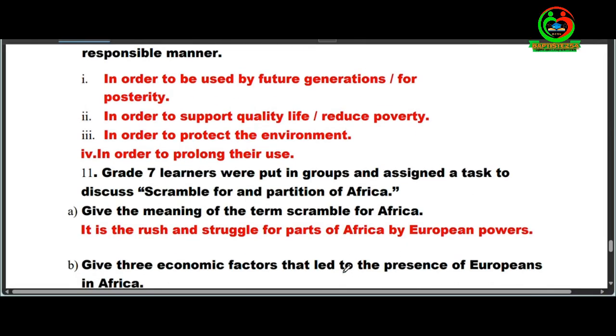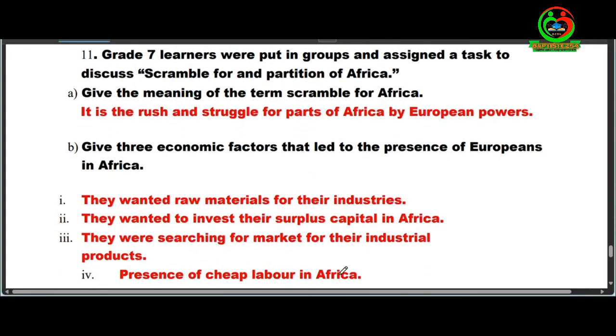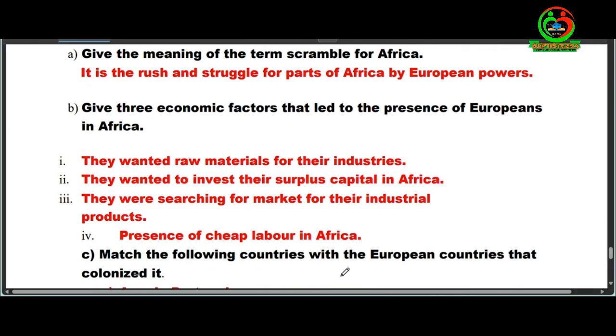The grade 7 learners were put in groups and assigned a task to discuss the scramble and partition of Africa. Give the meaning of the term scramble for Africa. It is the rush, the struggle for partition of Africa by European powers. Then give 3 economic factors that led to the presence of Europeans in Africa. 1. They wanted raw materials for their industries. They wanted to invest their surplus capital in Africa. They were searching for markets for their industrial products and so on.